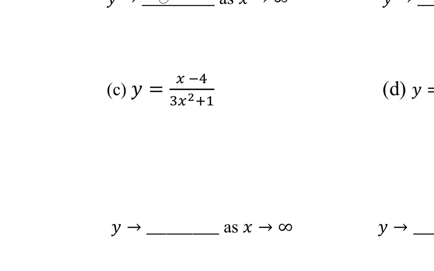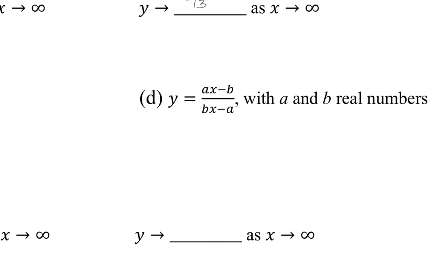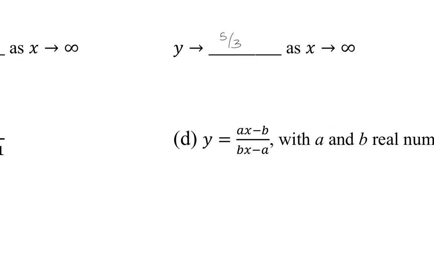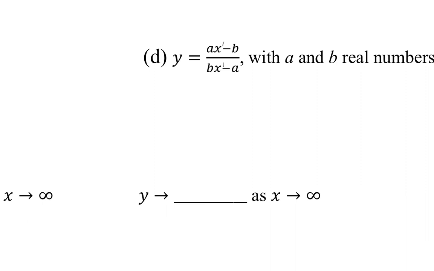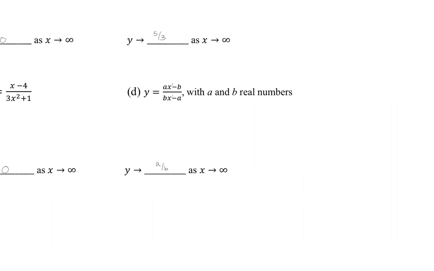On the next one, we see that the bottom has a higher power than on top, so we know that y will go to 0. And then on the last one, we know that the x's are to the same power. They have the same degree. So y is going to become the ratio between the two of them.